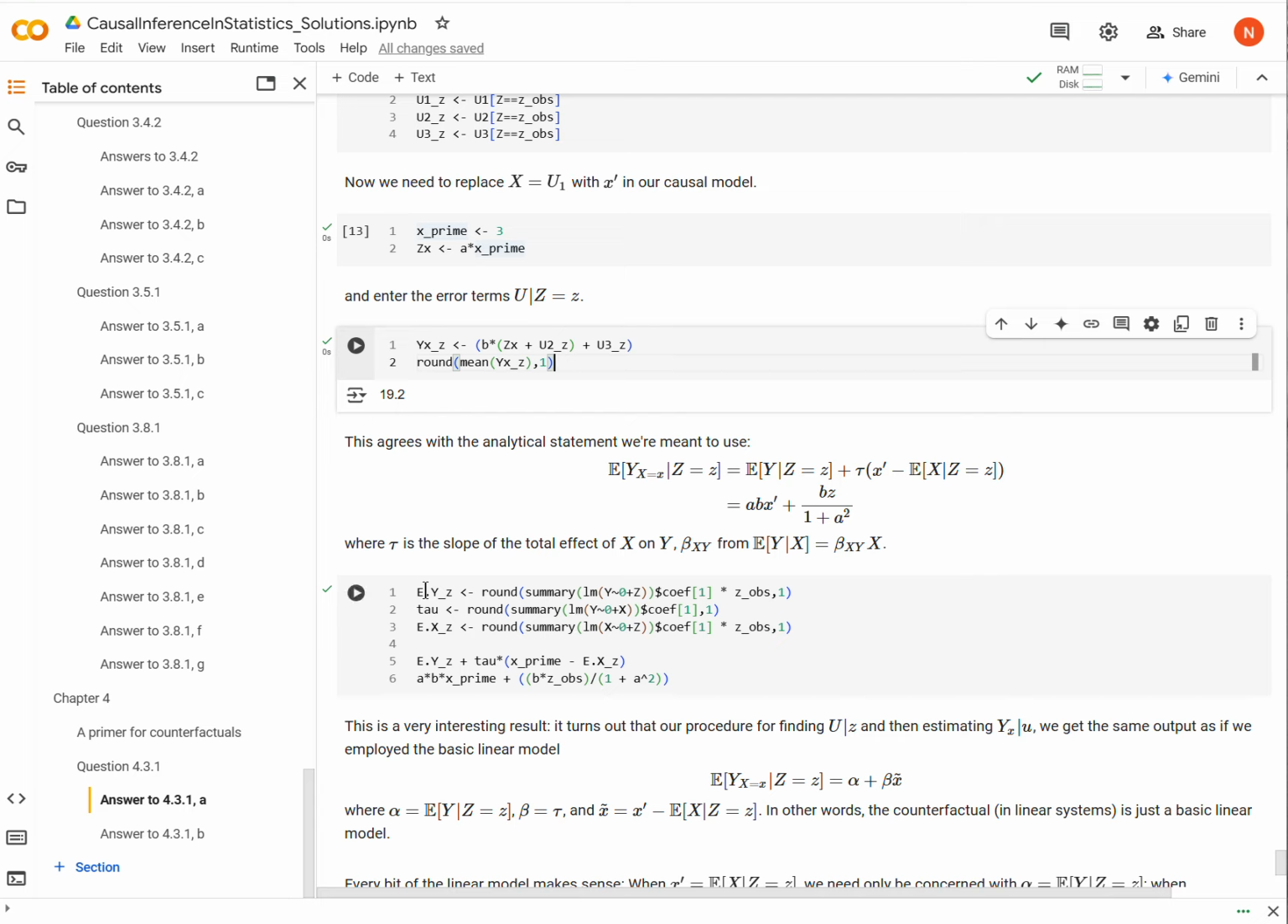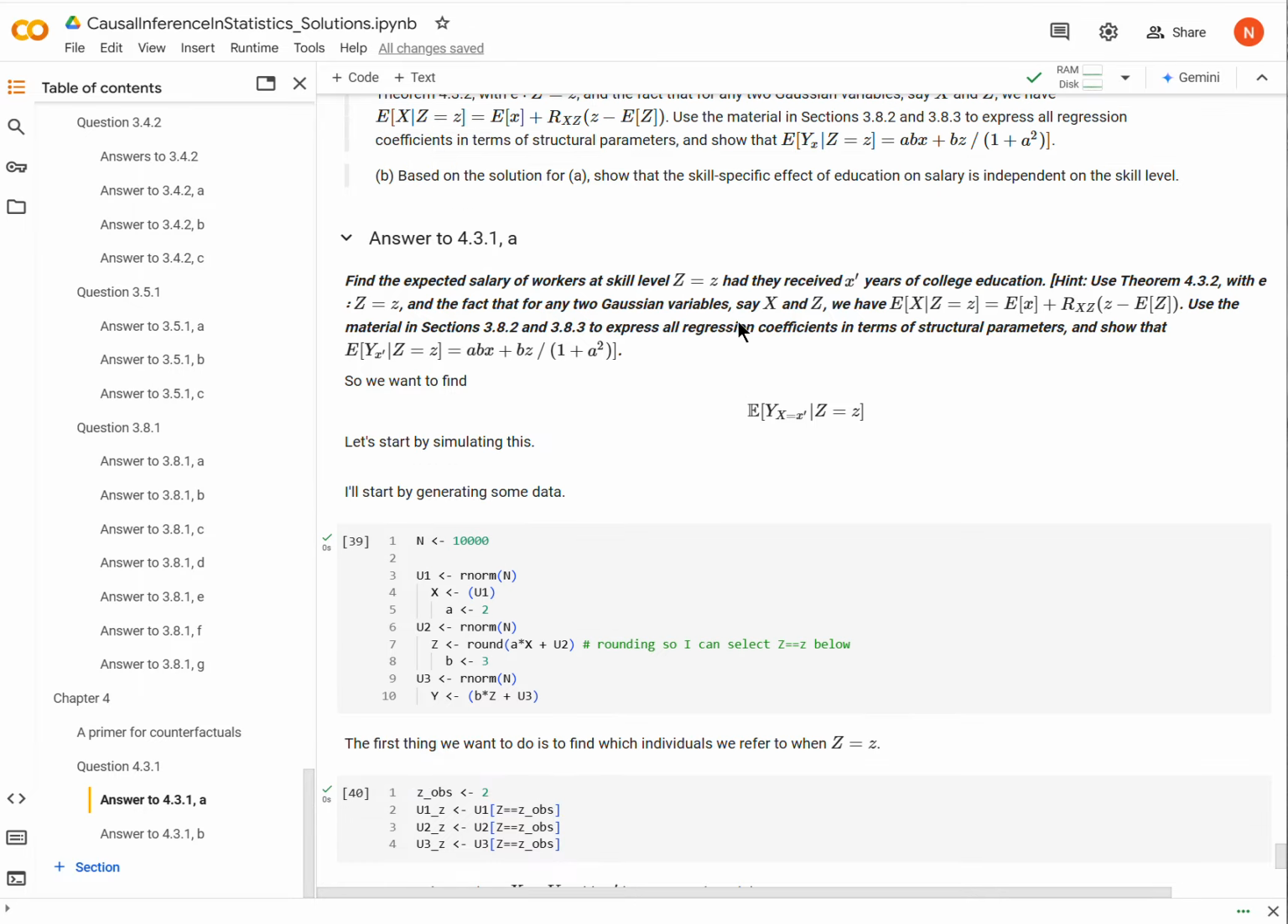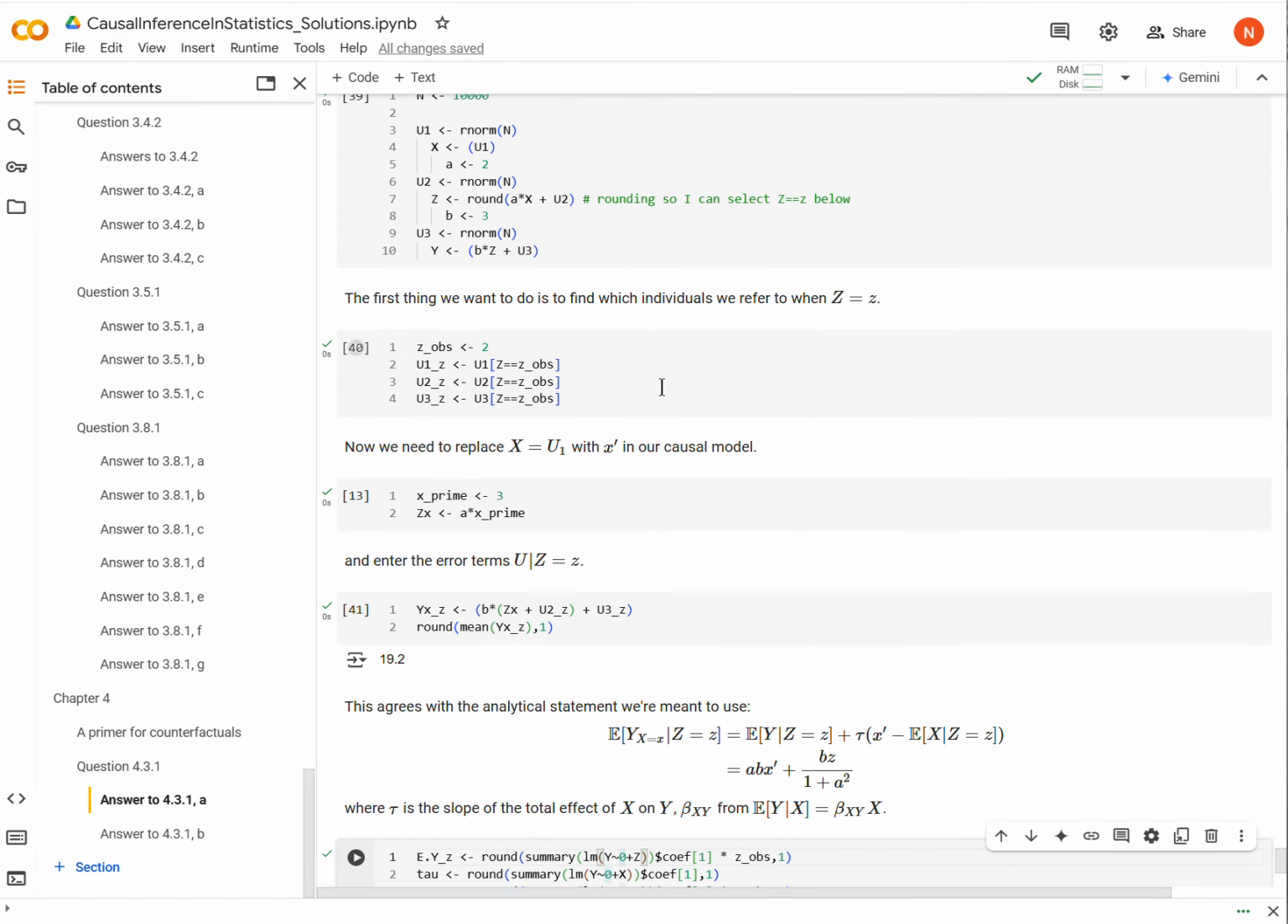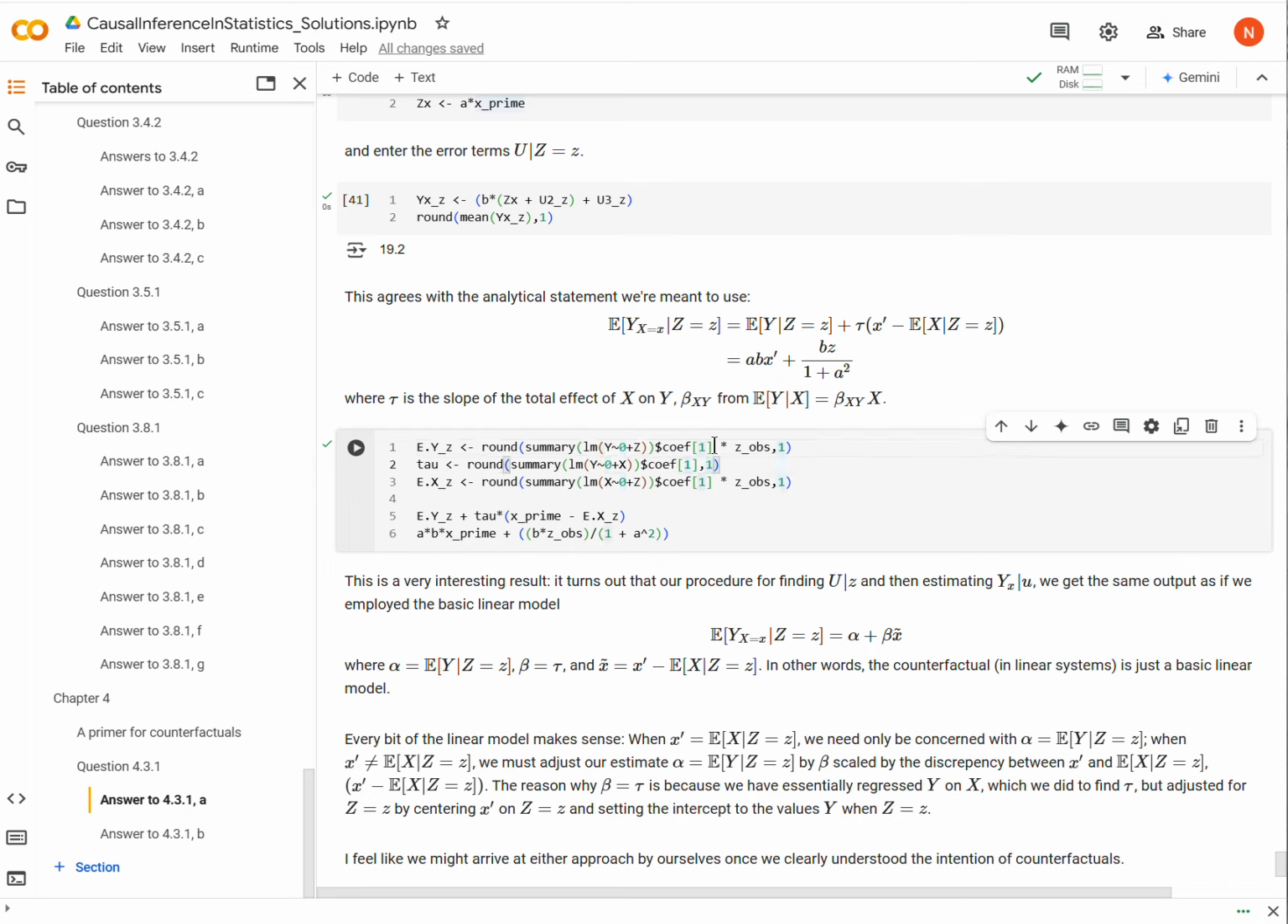So I'm going to find the expected value of y given z equals little z. This is just a regression of y on z. A little 0 means there's no intercept, because to correspond with the DAG, there's no intercept here. And then I find the coefficient for z on y. To find the expected value, I multiply the coefficient times z observed. Tau, again, is just the coefficient for x in the regression of y on x. So I'm regressing y on x, taking the coefficient.